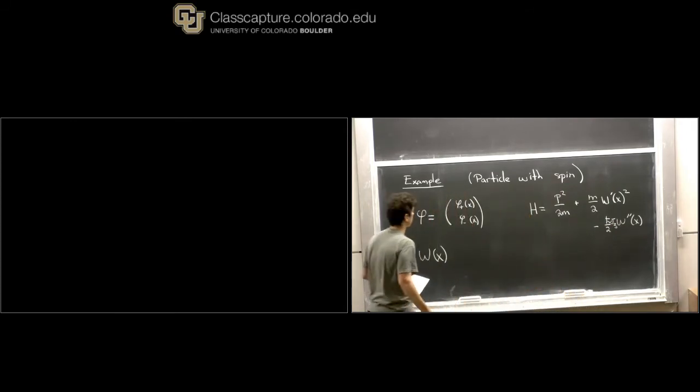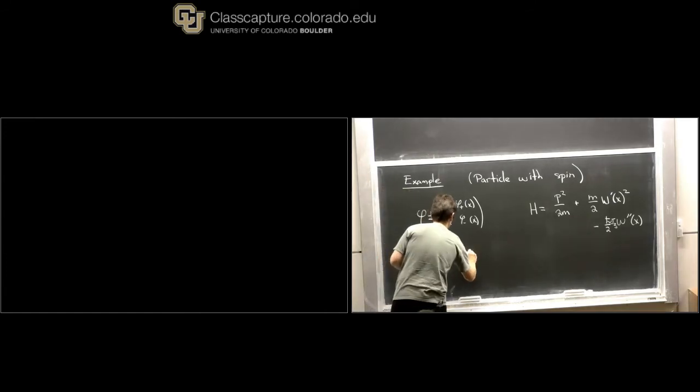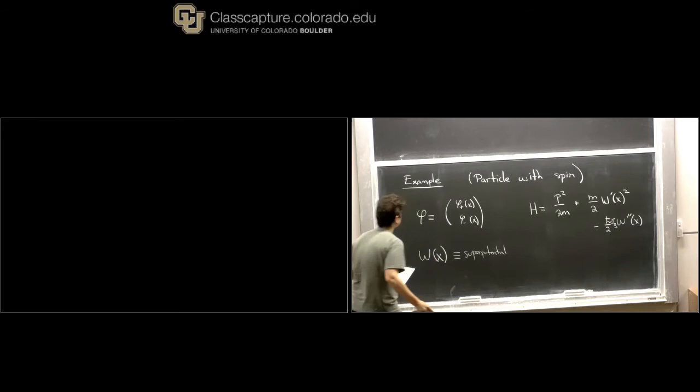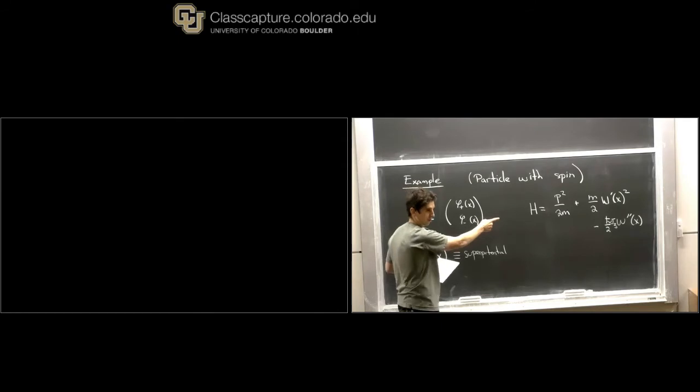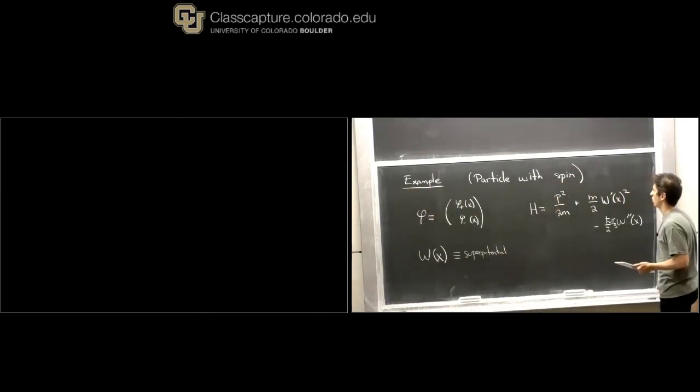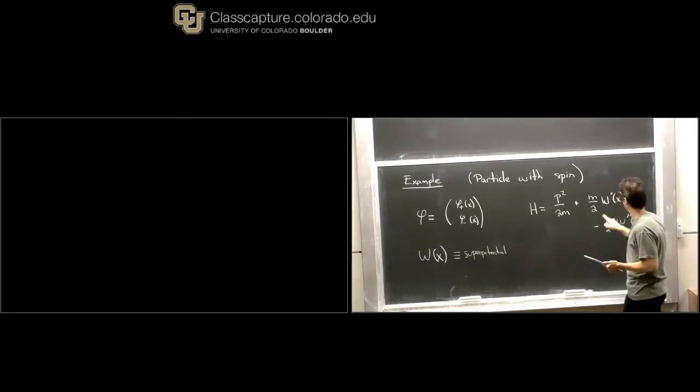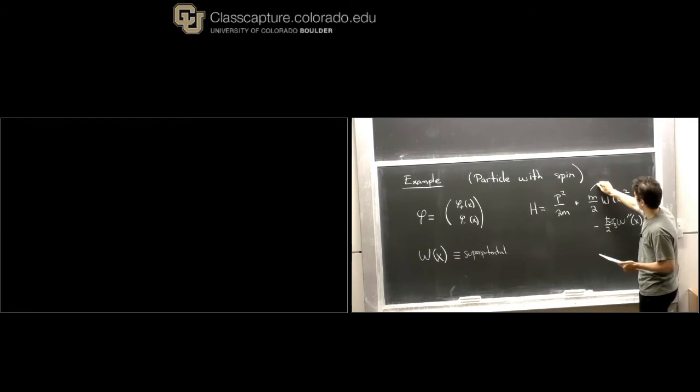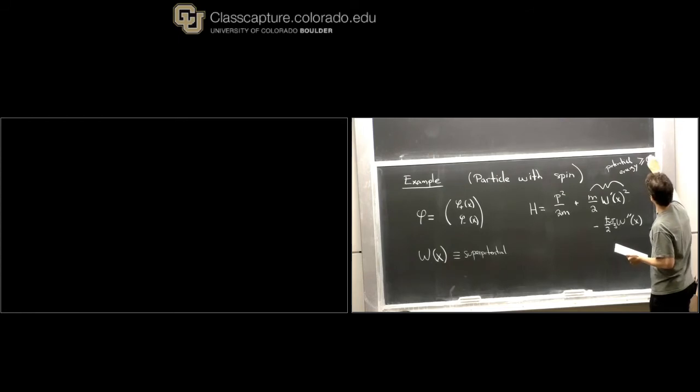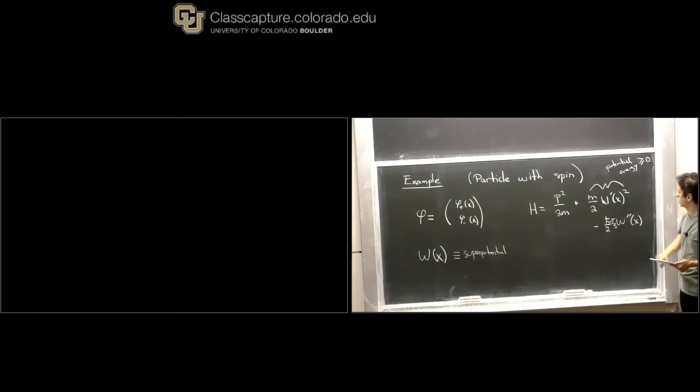This particle with spin depends on a new function, w of x, which is called the superpotential. So the superpotential is any function you like. And once you pick a superpotential, I'll define for you a Hamiltonian by this formula. So what's going on here? First of all, we took the derivative of the superpotential and we squared it. So this is an ordinary kind of potential energy term. And it's positive definite because we've squared w prime.